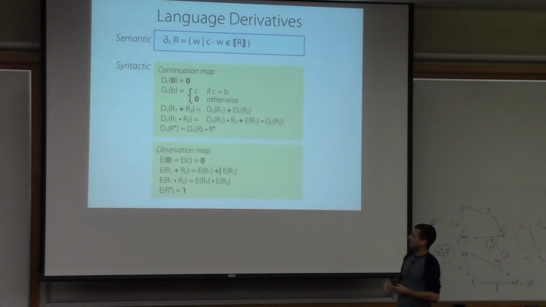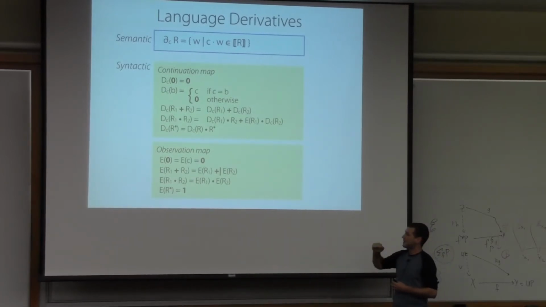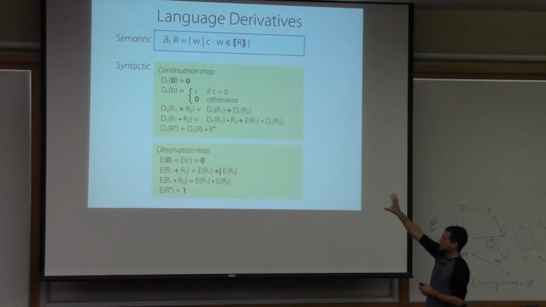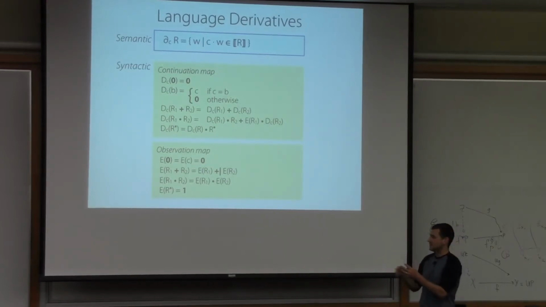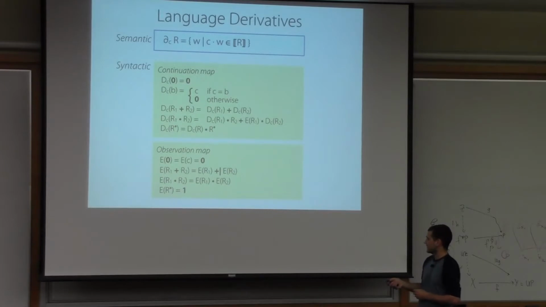And then there's a second collection of definitions that I'm going to call the observation map, written with an E. And this is also an inductive definition on the structure of regular expressions. It also gives us a regular expression on the right, but it'll be in a more rigid form. So the intuition is that the D definition captures the semantic derivative, and the E definition gives us something equivalent to 0 if the language that we're taking the observation of does not contain the empty string, and 1 if it does. So let's just step through these definitions. Maybe I'll start with the E because I think that's a little bit simpler, and then we'll build up to D.